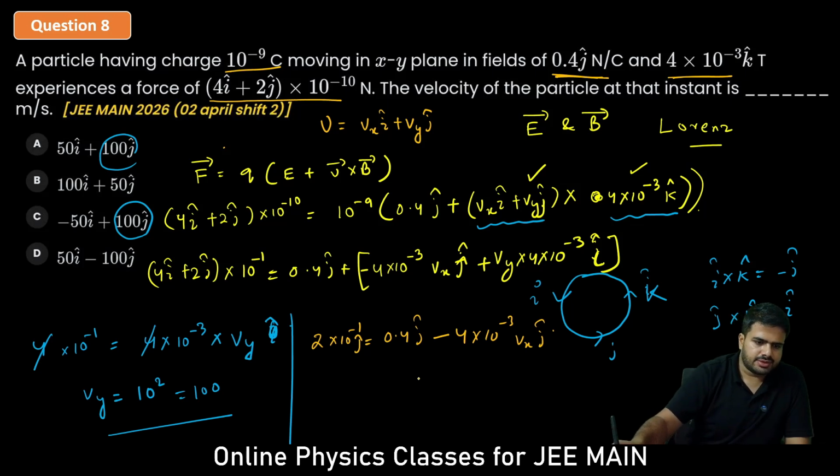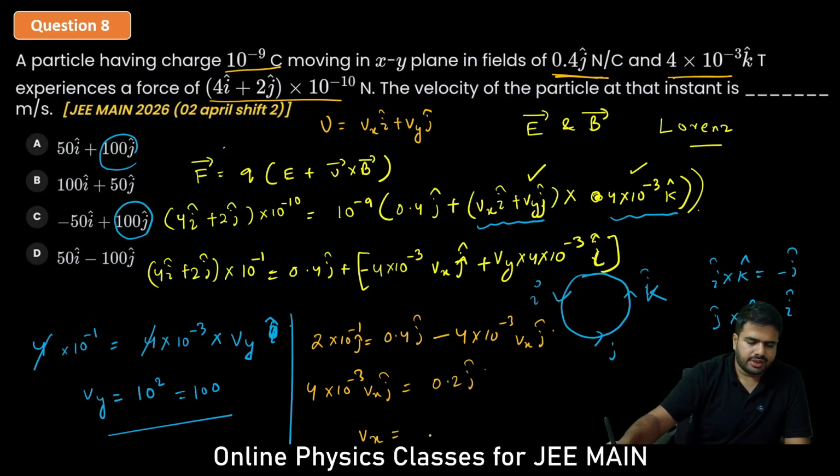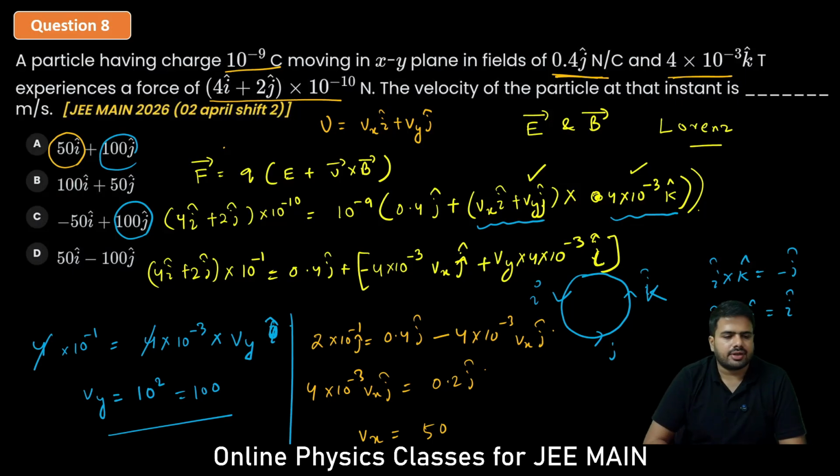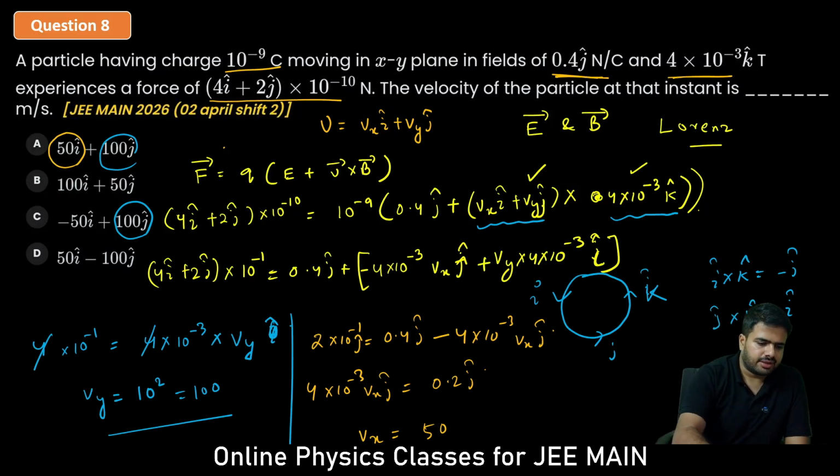On solving this further, if you take this 4 into 10 to the power minus 3 Vx j cap to the left hand side, the right hand side will get 0.2 j cap. So Vx on solving further will get here as 50. So velocity along x direction we got 50 i cap and along y direction we got 100 j cap. So 50 i cap plus 100 j cap is the right answer to this question.